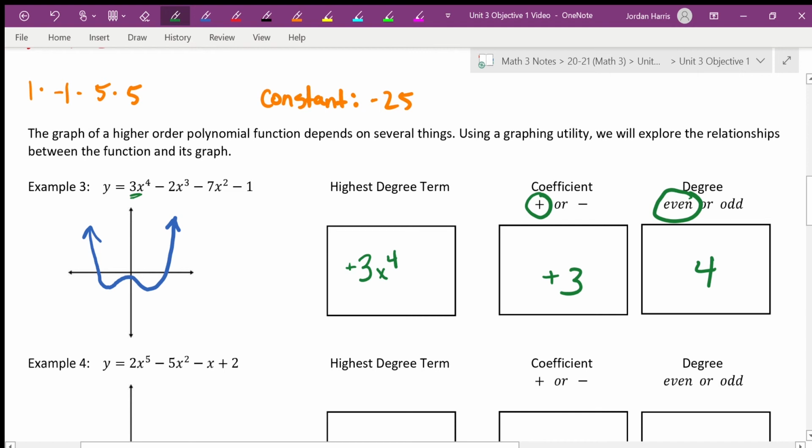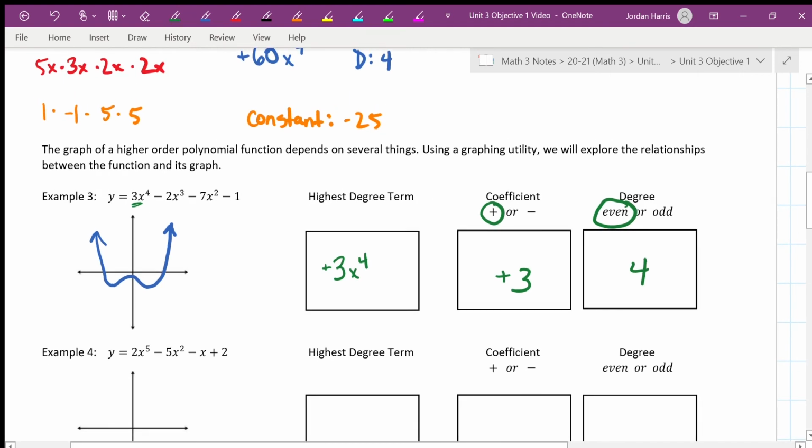Okay. And then we're going to talk about the end behavior each time. So I'm going to add in a little thing here that you want to write in, end behavior. That is what is happening at the ends of my graph. So I'm going up on both ends. So we call that up, up.